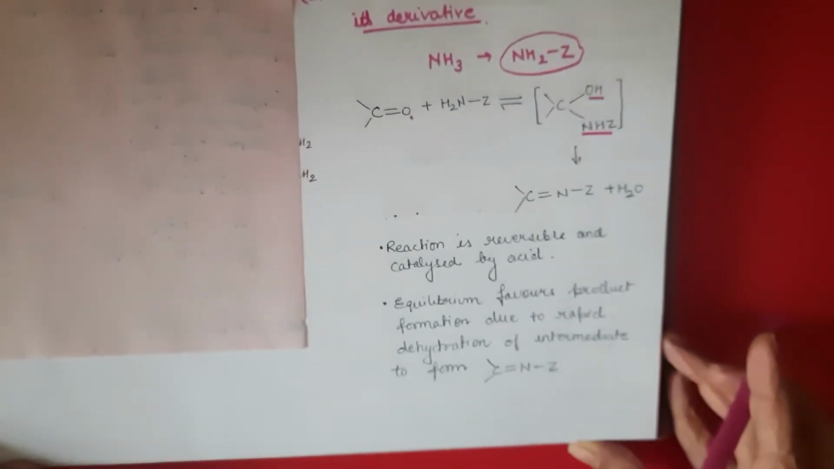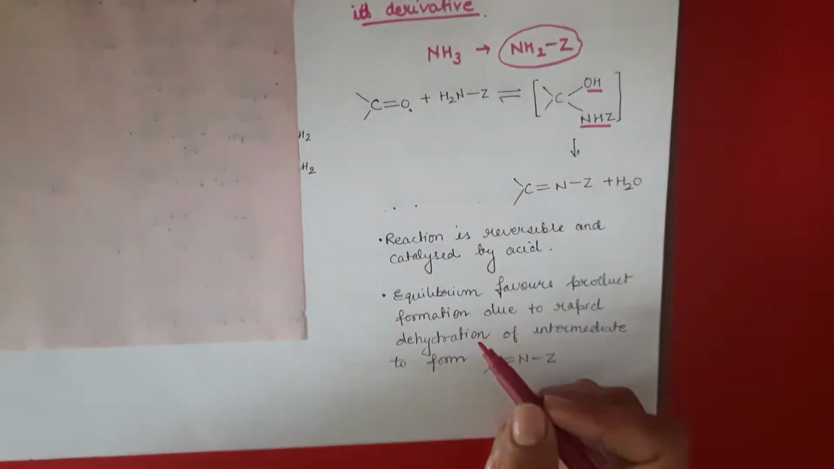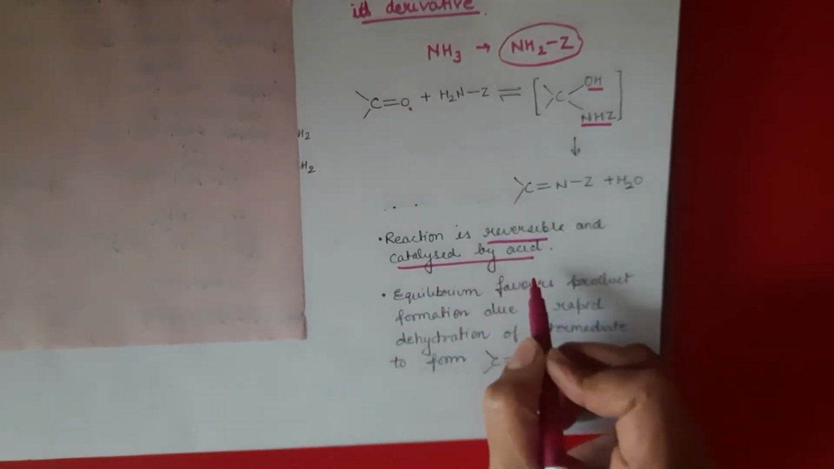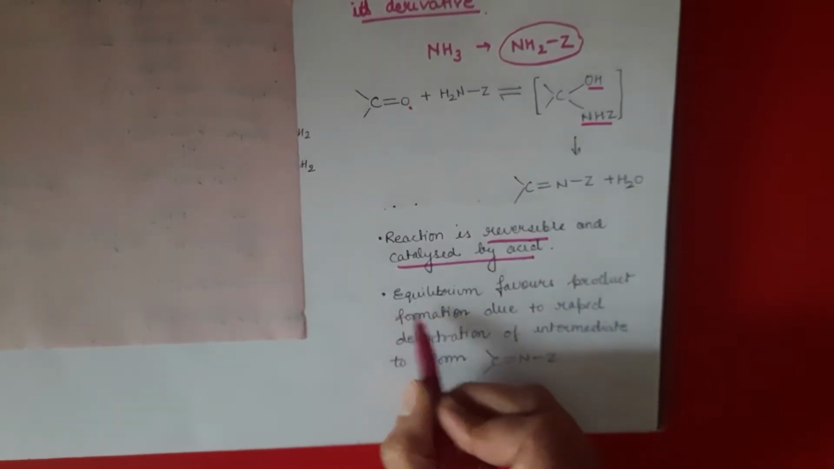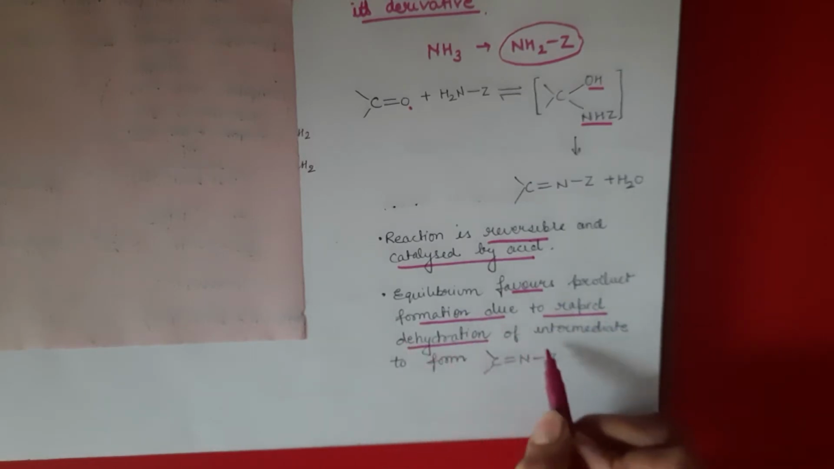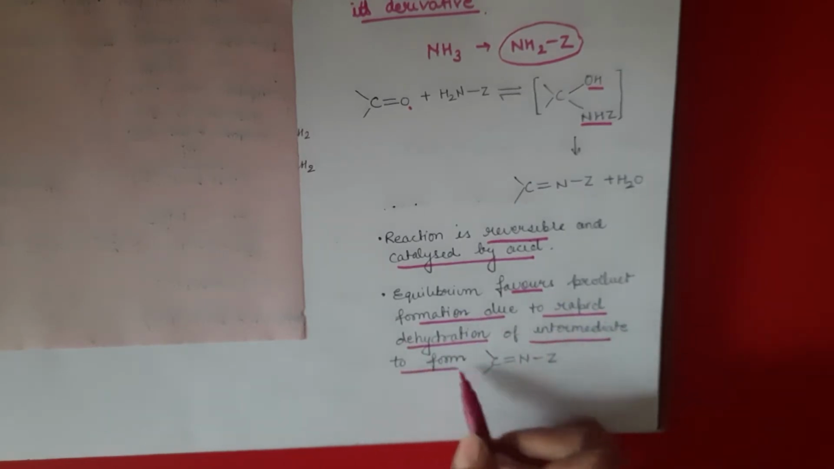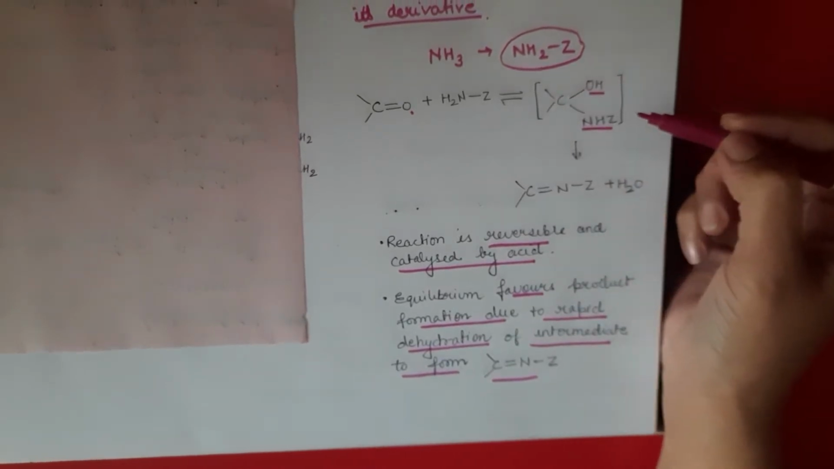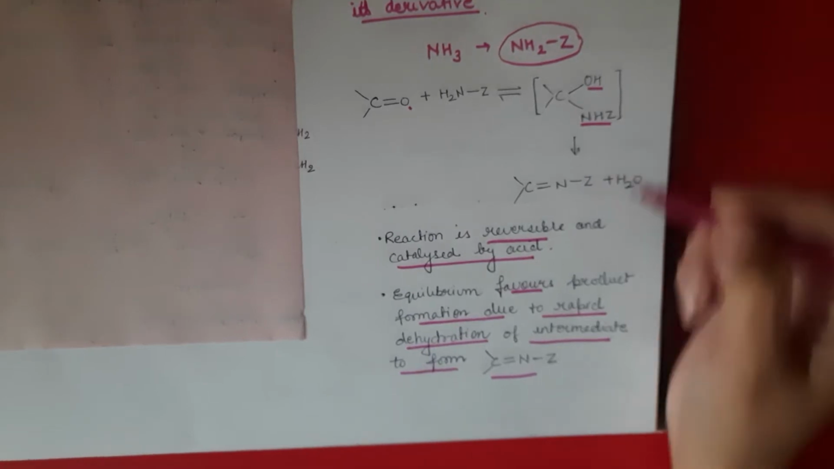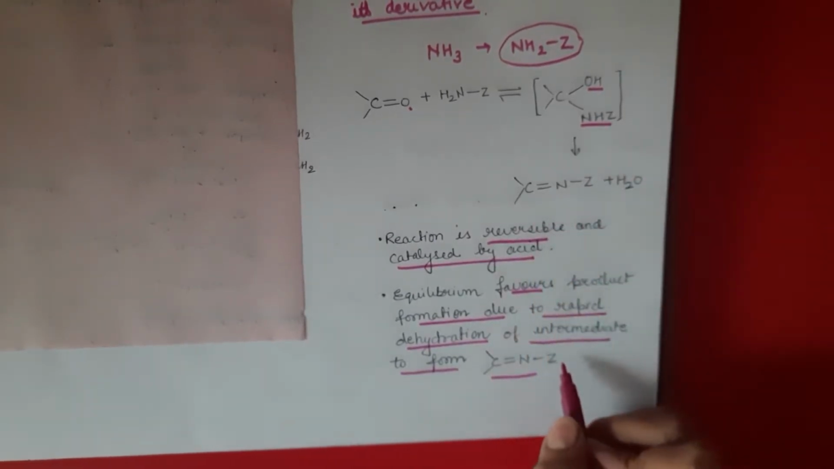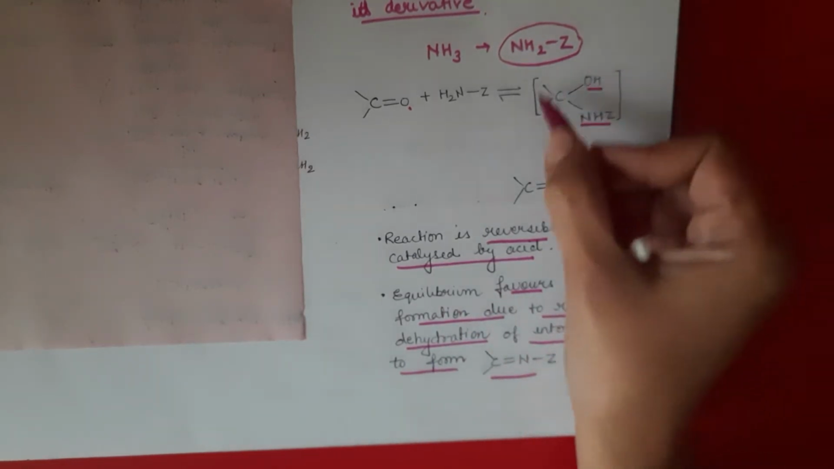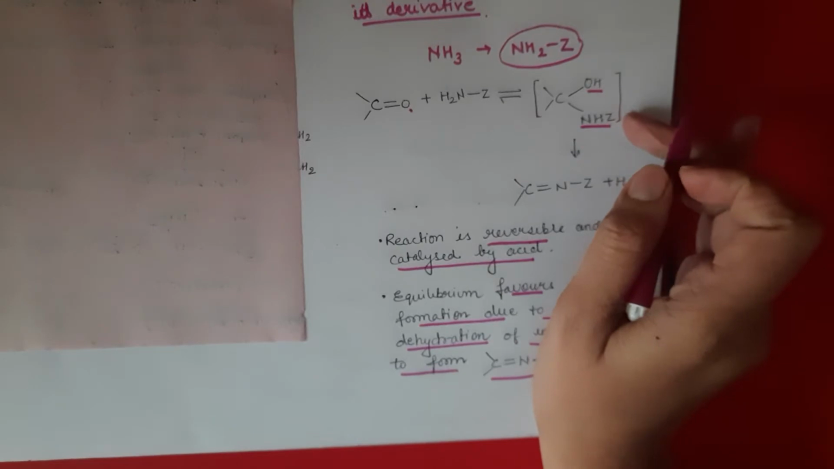The key point to remember is that the reaction is reversible and catalyzed by acid. This reaction is catalyzed by acid, and the equilibrium favors product formation due to rapid dehydration of the intermediate to form this. This intermediate is not very stable, so it is quickly converted to the C double bond NZ. That's why the equilibrium favors product formation, because of the unstable intermediate.